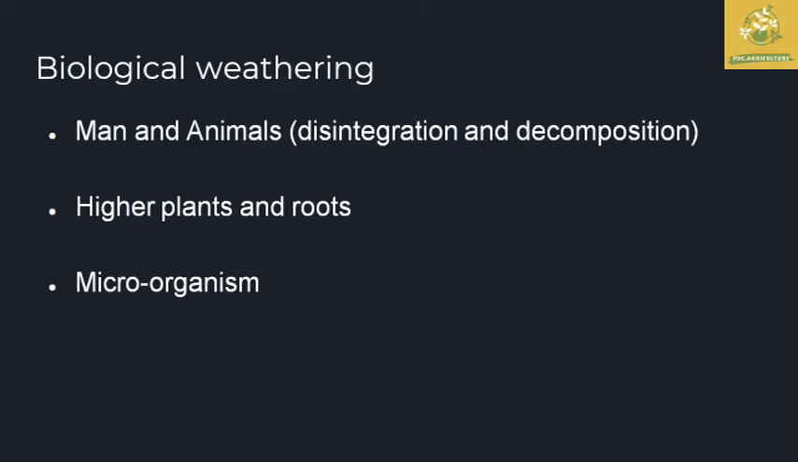So once the roots have interacted or emerged inside the rocks, they break them into smaller pieces. That is how they help in biological weathering. And the microorganisms produce some chemical compounds. So by these chemicals, they weather the rock surfaces.